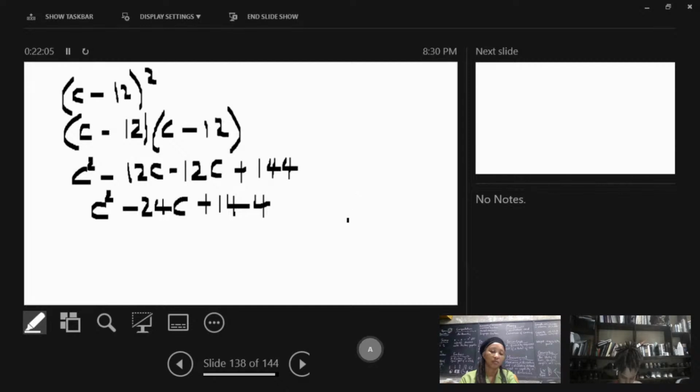The first number is C squared, so it's the square root of the first thing up there. And the last number is the square of the second number. And the middle is negative 2 times A, which is C, times B, which is negative 12. Okay. So 2 times c times negative 12 gives this. All right.